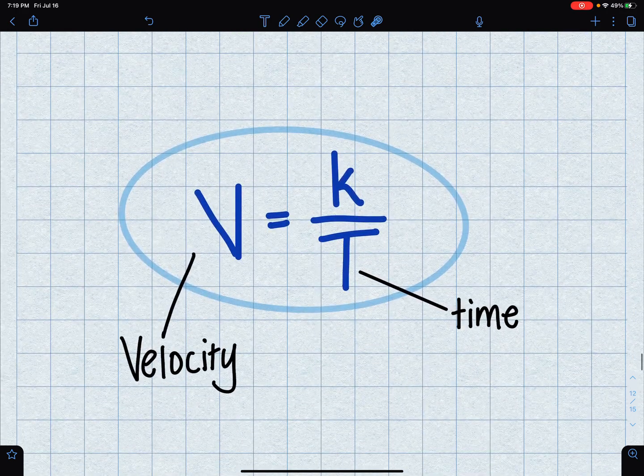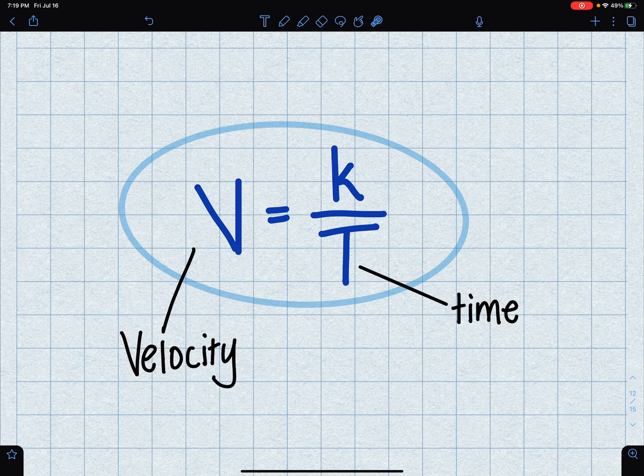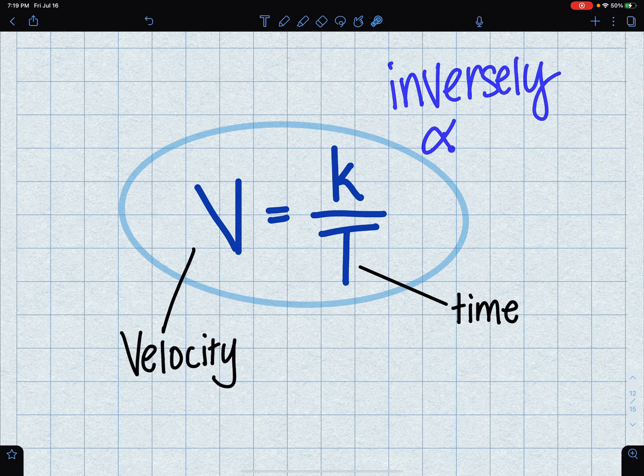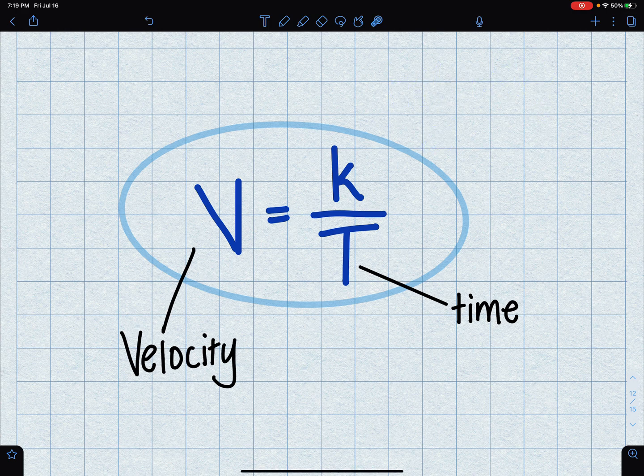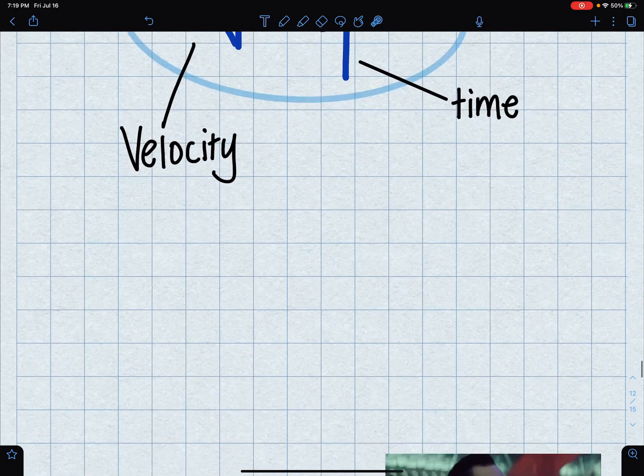The velocity is inversely proportional to time. Those are the key words that we're looking for here. Inversely proportional. So if time goes up, velocity goes down. If time goes down, velocity goes up. All right, you get it.